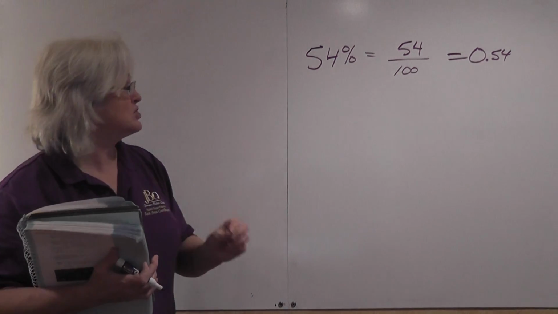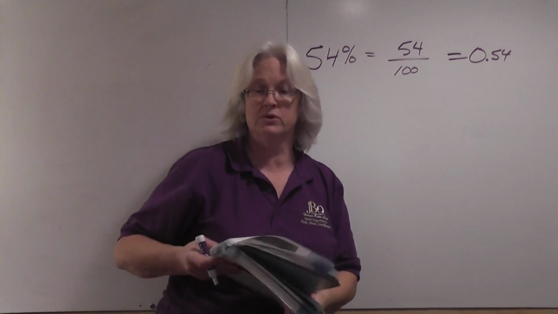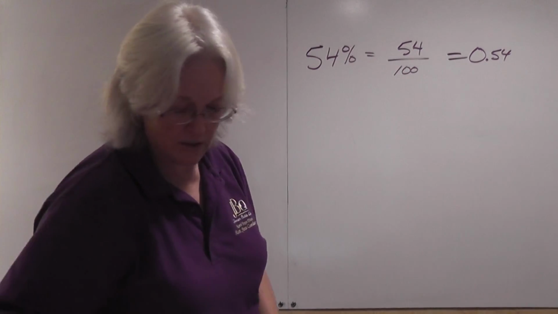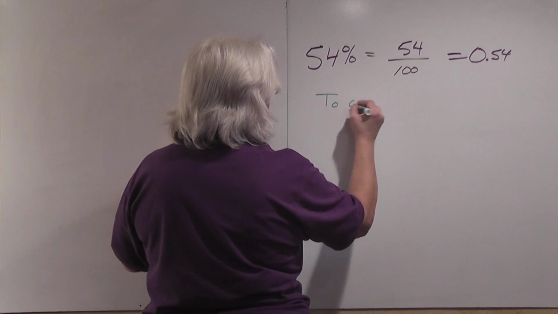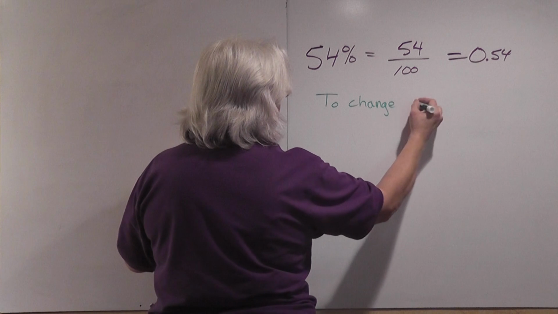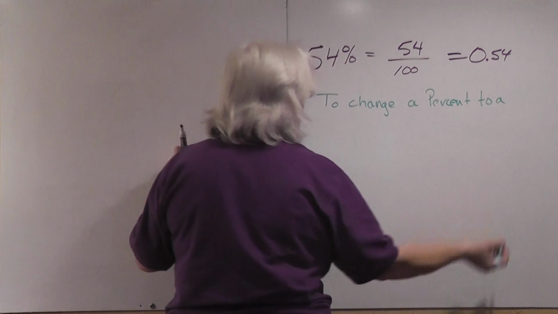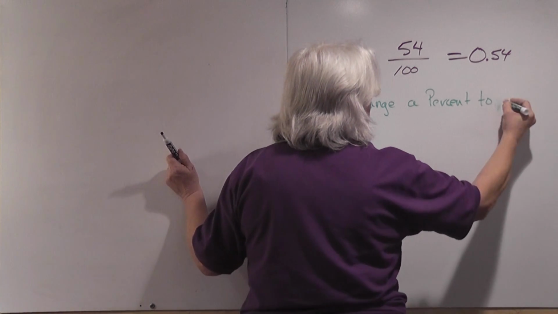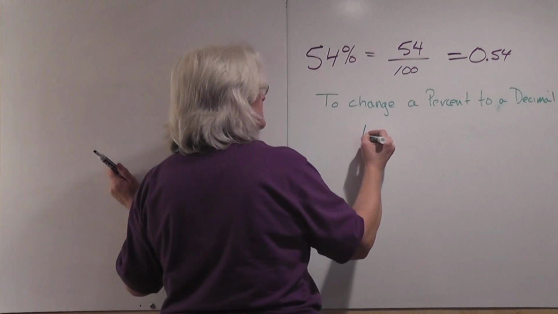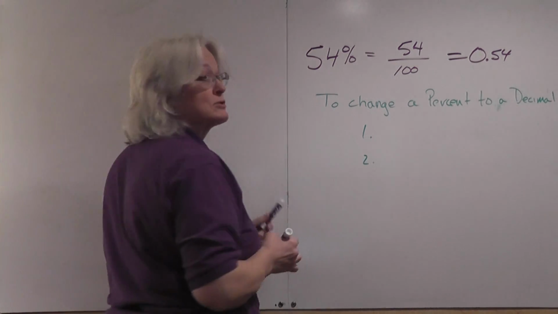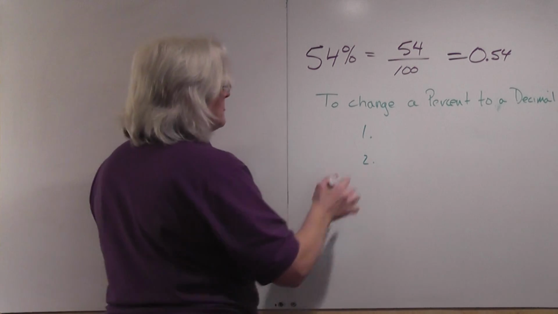And if we wanted to change a percentage to a decimal, there are 2 simple, straightforward steps that you use, and I'll even write them down for you. To change a percent to a decimal, 2 steps. These are written in your book. I'm going to go ahead and glance at them right now myself. It's real easy. What did we do?